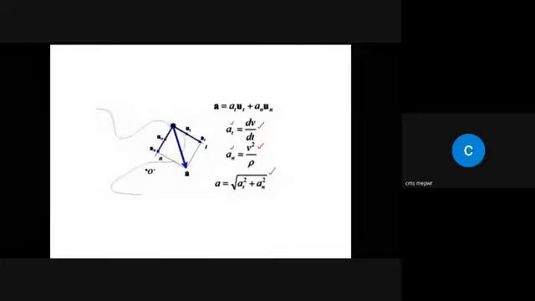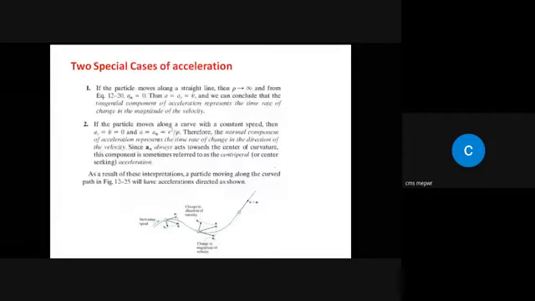Okay, now the two important cases that we need to discuss for acceleration, let's have a look at it.